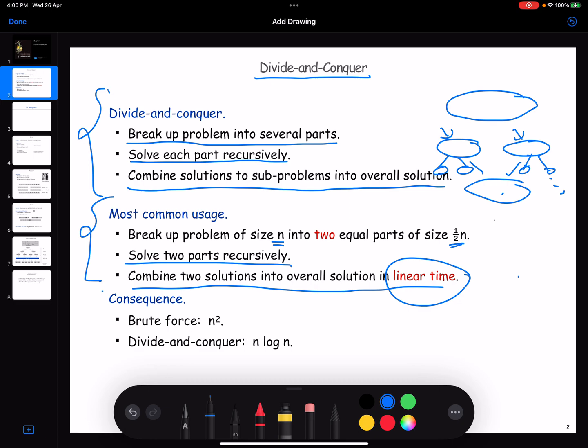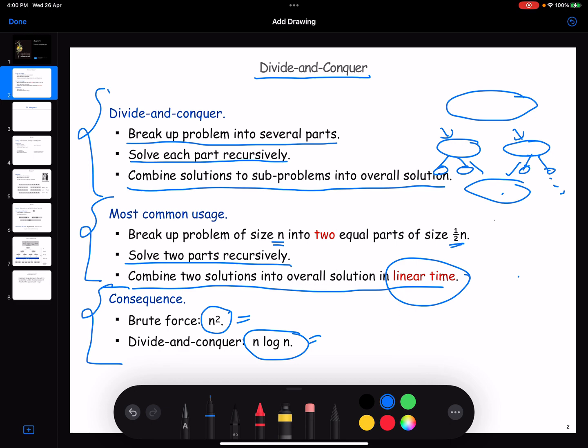So why do we use divide and conquer? We use it because we get efficient algorithms. For example, if we use a traditional sort like bubble sort or selection sort, usually we get efficiency n square. But if we use divide and conquer, like merge sort, we get n log n. And n log n is much better than n square.